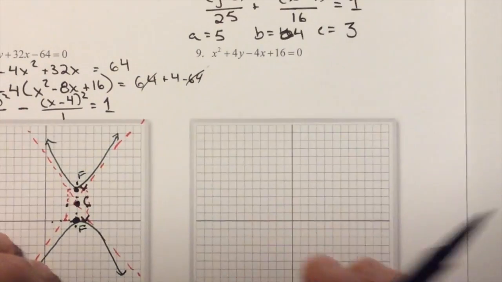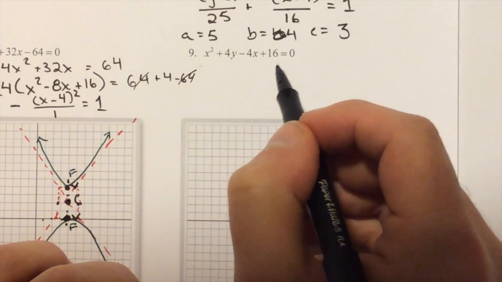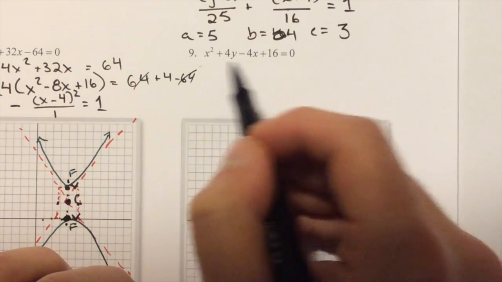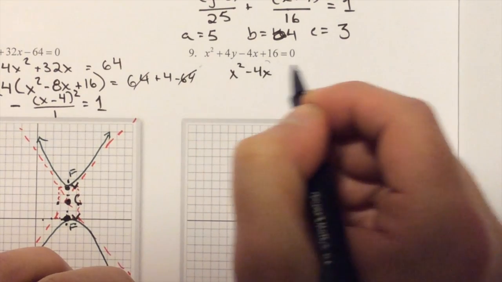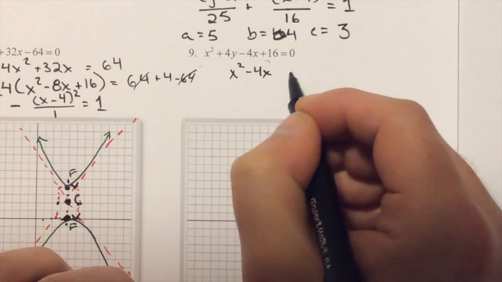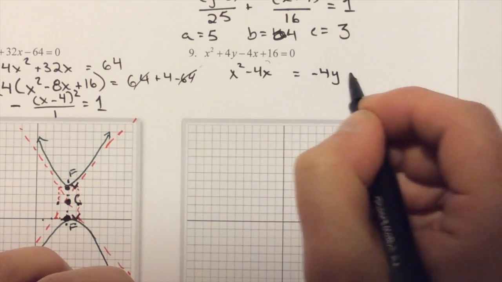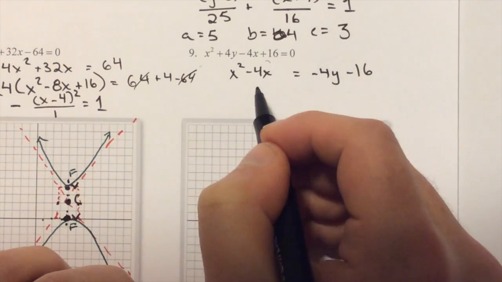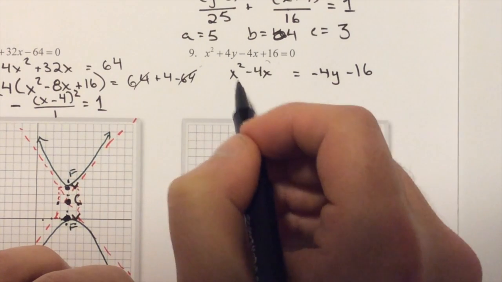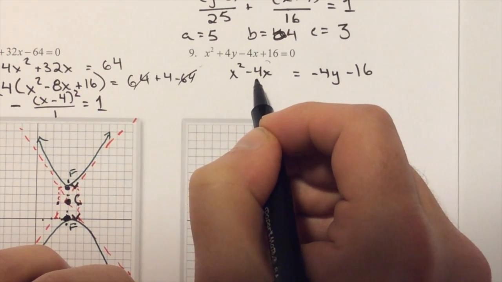So let's finish strong. Here, I've got my x squareds. I have my y. Oh, look, I only have one x squared here. So I'm going to get x squared minus 4x. I'm going to move the 4y to the other side, minus 4y, and then minus 16. Well, what do you know? This is a parabola.